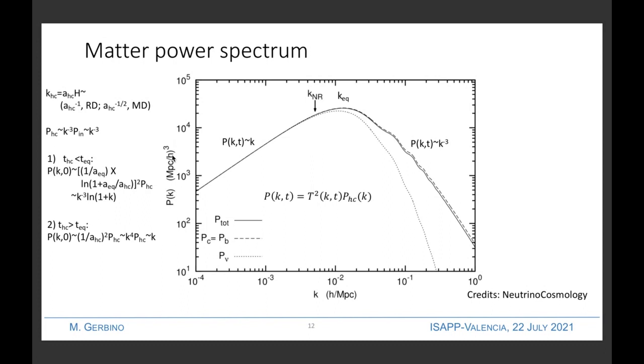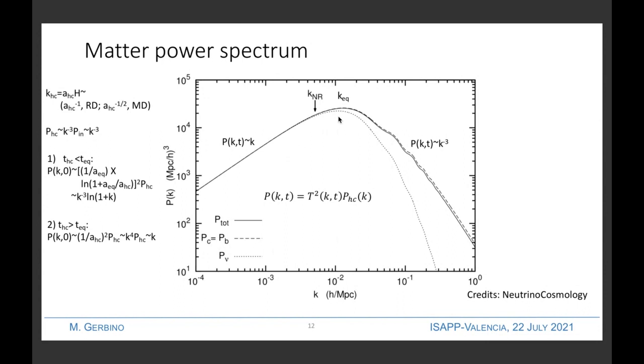On the x-axis, we have the wave number k. And these three different shapes are showing the power spectrum for different combinations of components. So the solid line is the total matter power spectrum, so the matter power spectrum that comes when we account for cold dark matter, baryons, and neutrinos. The shaded line is the power spectrum for cold dark matter and baryonic matter. And the dotted line instead is the power spectrum for neutrinos.